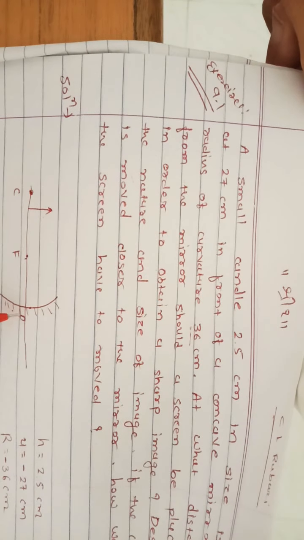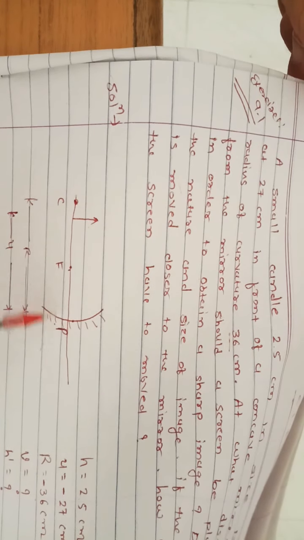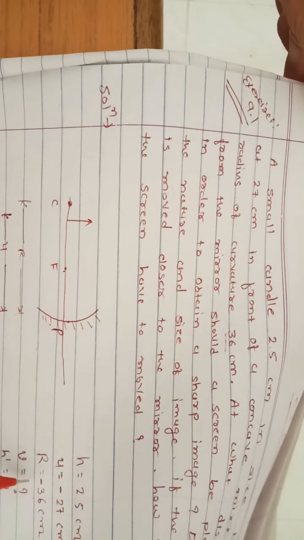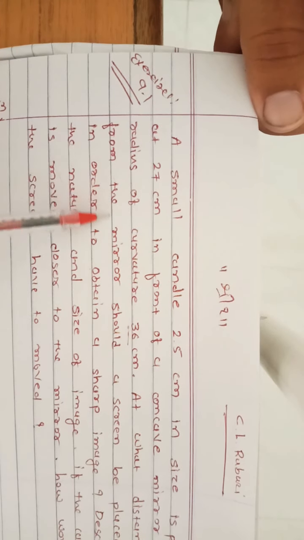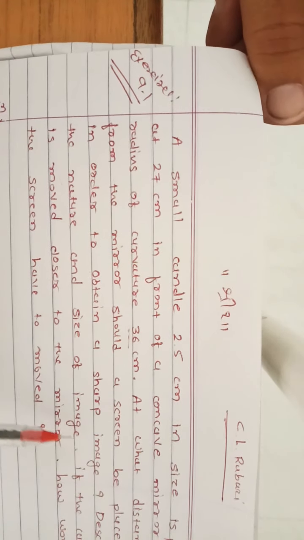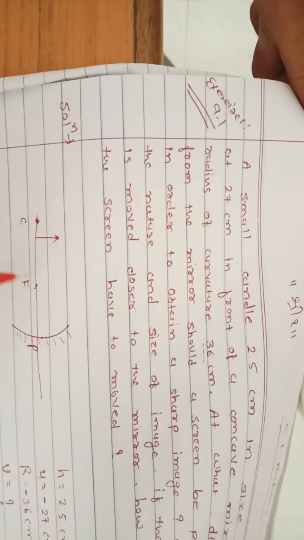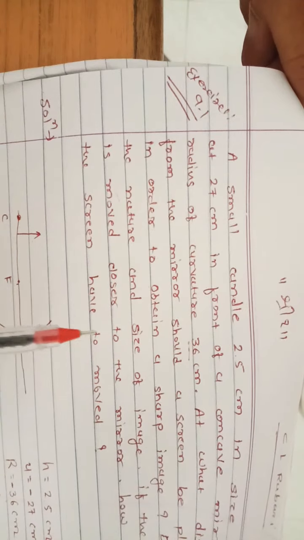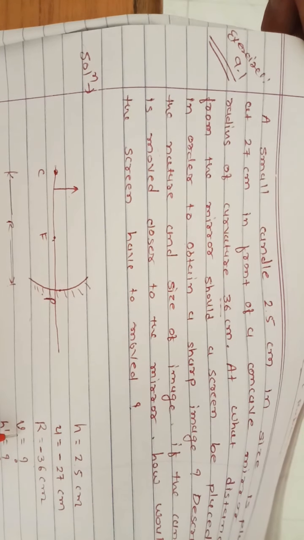After that, you are given the concave mirror and the radius of curvature. For a concave mirror, the radius of curvature is also negative. You can see this is the left hand side of P. So R is also negative, minus 36 centimeters. Now the question is, at what distance from the mirror should a screen be placed in order to obtain a sharp image? You have to place a screen somewhere here such that you get the image clearly. So you have to find the image distance, denoted by V. Here you are given U and R, and you have to find V.